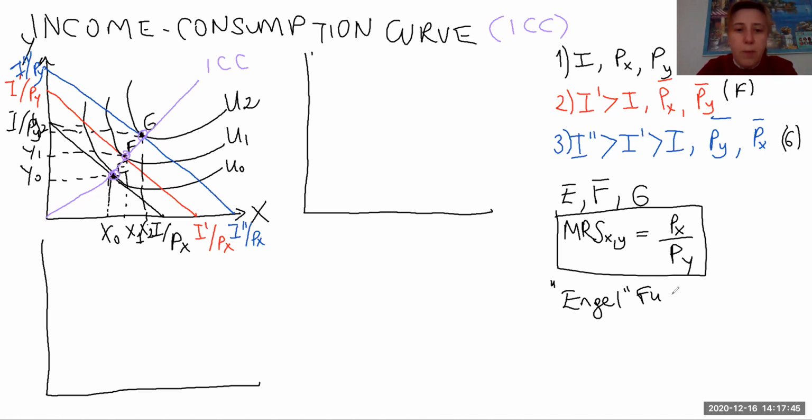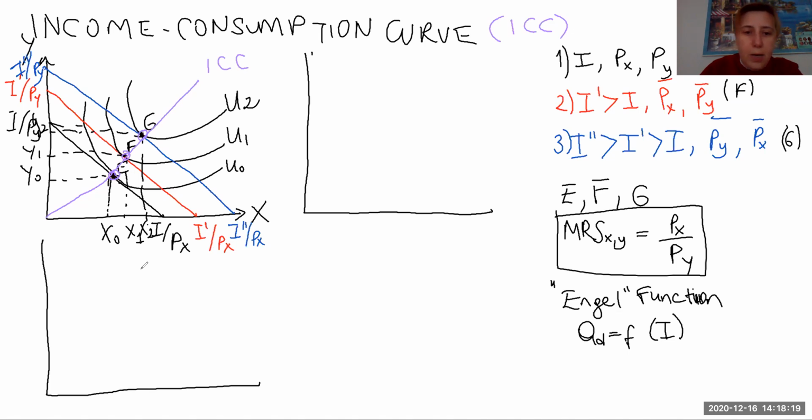Income and food demand relationship was studied by Friedrich Engel, and by referring to this study, the function which relates quantity demanded as a function of income of the consumer is called the Engel function. So by using income consumption curve, we can derive the Engel function of the consumer.